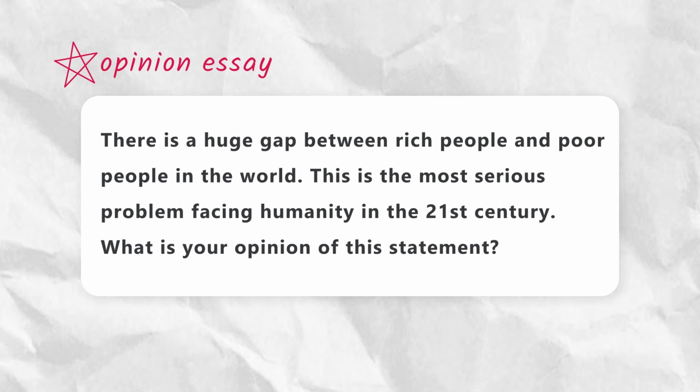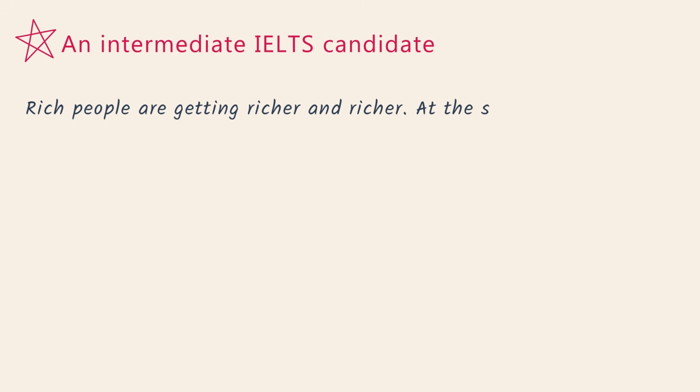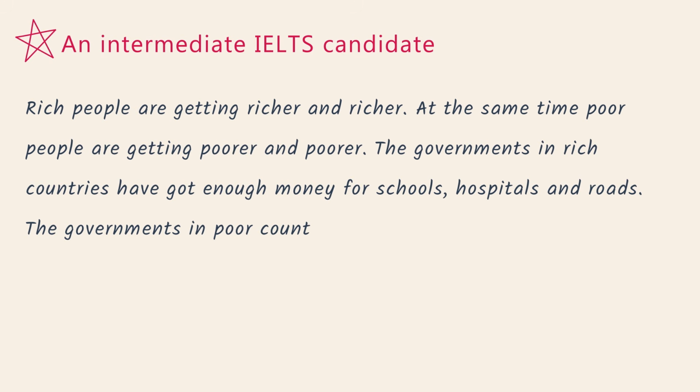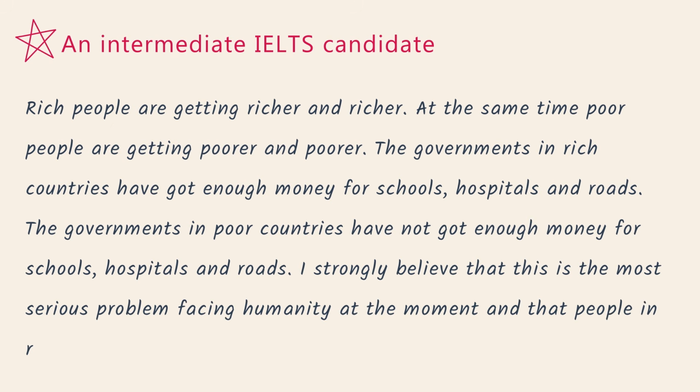So let's see how an intermediate IELTS candidate would write the first paragraph, right? So let's take a look at this paragraph. Rich people are getting richer and richer. At the same time, poor people are getting poorer and poorer. The governments in rich countries have got enough money for schools, hospitals, and roads. The governments in poor countries have not got enough money for schools, hospitals, and roads. I strongly believe that this is the most serious problem facing humanity at the moment, and that people in rich countries should help people in poor countries.